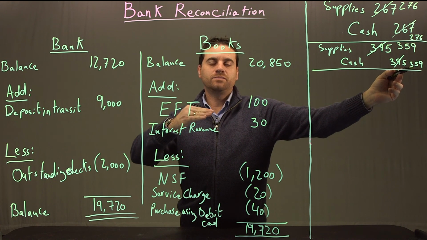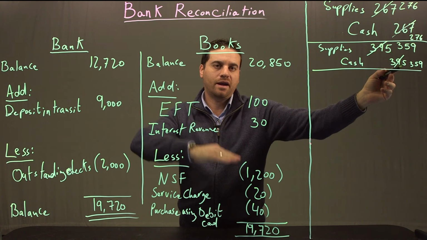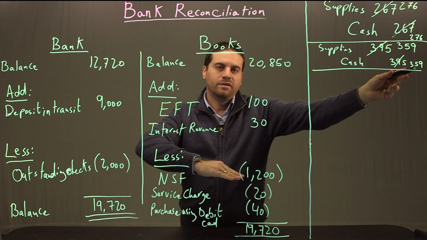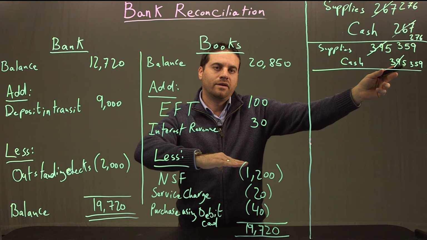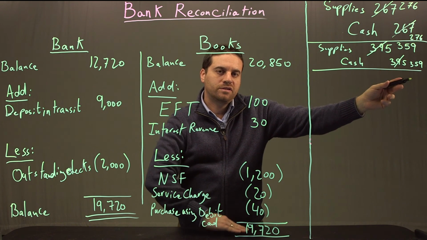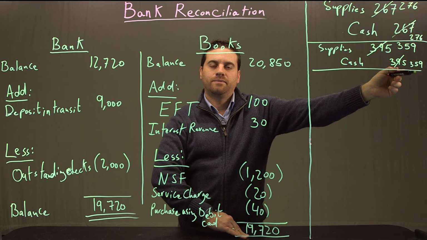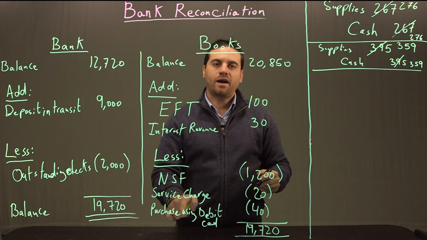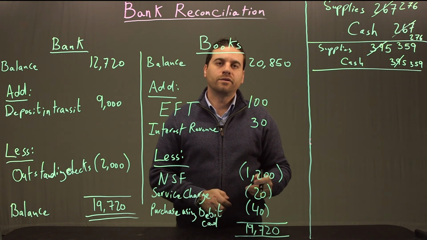So we did not subtract enough. I was supposed to subtract 395, but I only subtracted 359. So I need to continue subtracting $36 more than what I actually subtracted. Okay, so here under the less, we're gonna subtract $36. We call it error in recording.